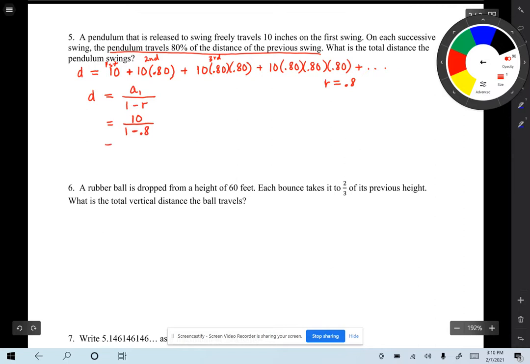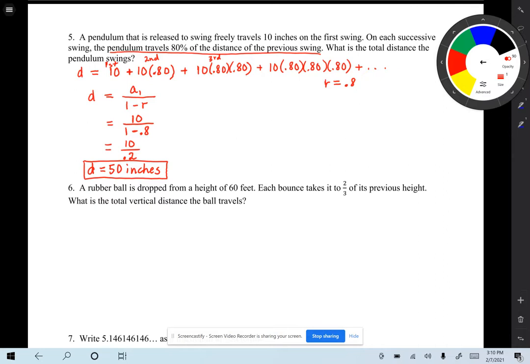So that is 10 divided by 0.2, and use a calculator if you have to. 10 divided by 0.2 happens to be 50. So the distance traveled by the pendulum is 50 inches. Pretty neat, actually, that you can use something like that, the sum of a geometric series, in talking about a pendulum.